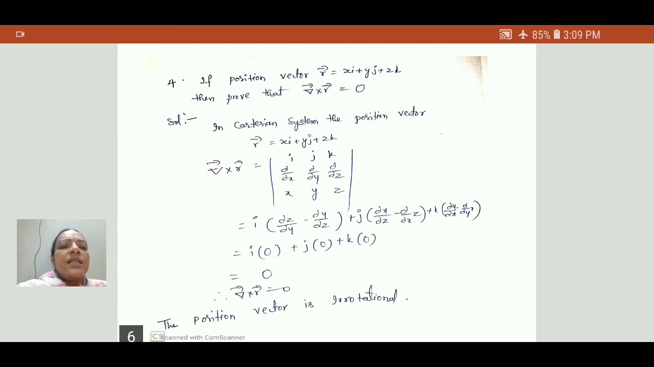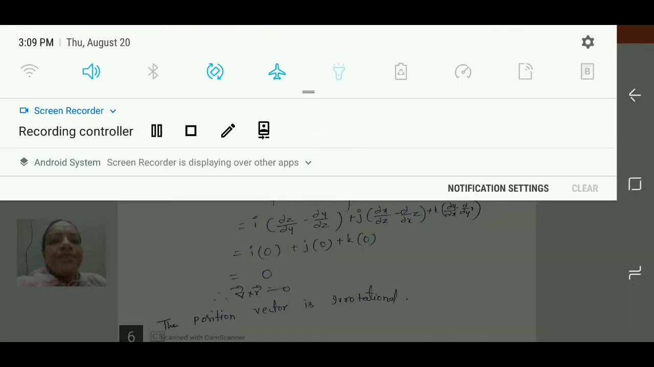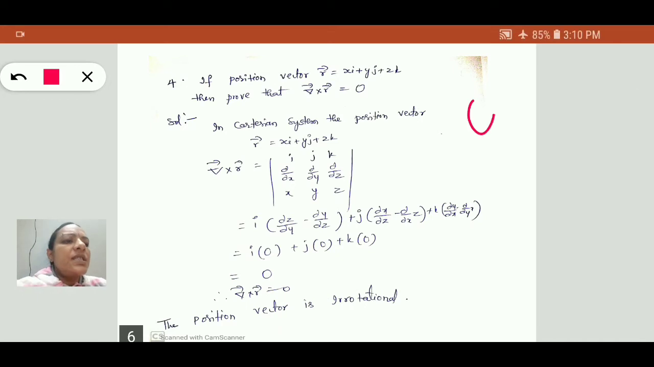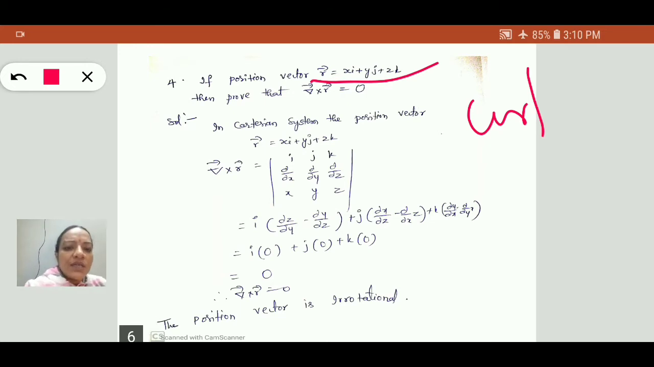Let us see another problem. This is a simple problem, based upon the curl of a vector field. If the position vector r is given by xi plus yj plus zk, then prove that curl r is equal to 0. That is, the curl of the position vector is equal to 0.